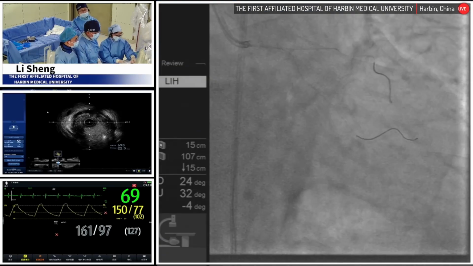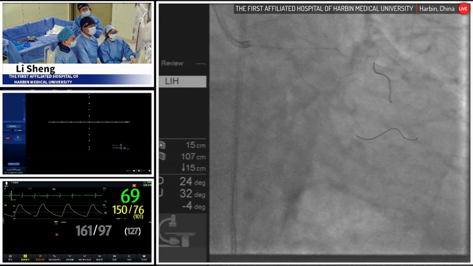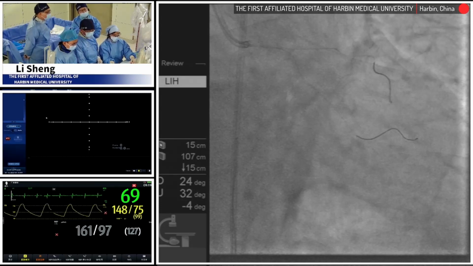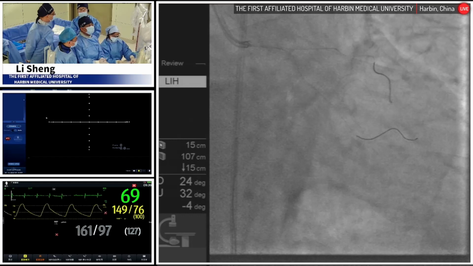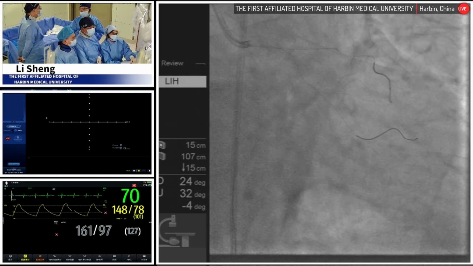I think from the IVUS image in the RCA, because in some parts, especially in the proximal RCA, I saw severe calcification. In some parts, maybe the arc is almost 270. So what's the best strategy for this kind of calcification? The arc is kind of big. It's over 270. You still go with the cutting balloon? You're not thinking about the use of ROTA or the AVL?